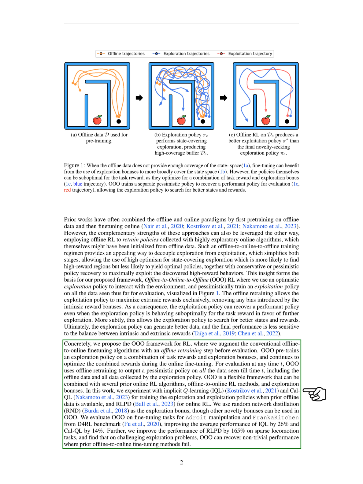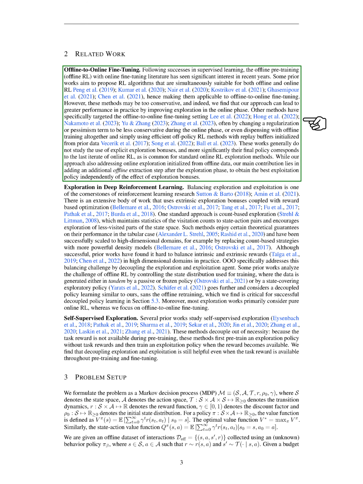In terms of related work, there has been significant interest in offline pre-training with online fine-tuning in recent years. Some methods aim to propose RL algorithms that are suitable for both offline and online RL. However, these methods may be too conservative. Other methods have targeted the offline to online fine-tuning setting, often by changing a regularization or pessimism term to be less conservative during the online phase.